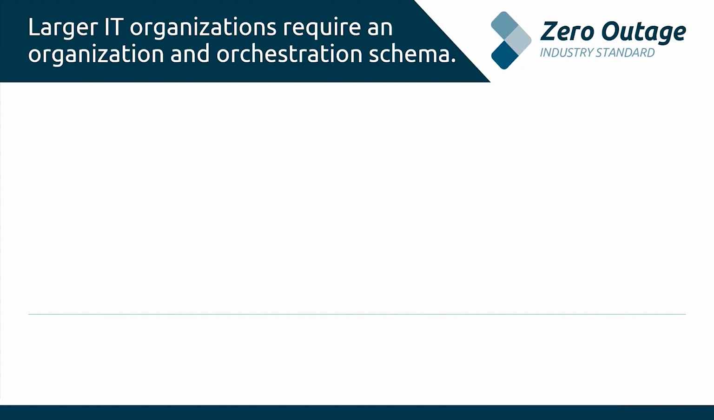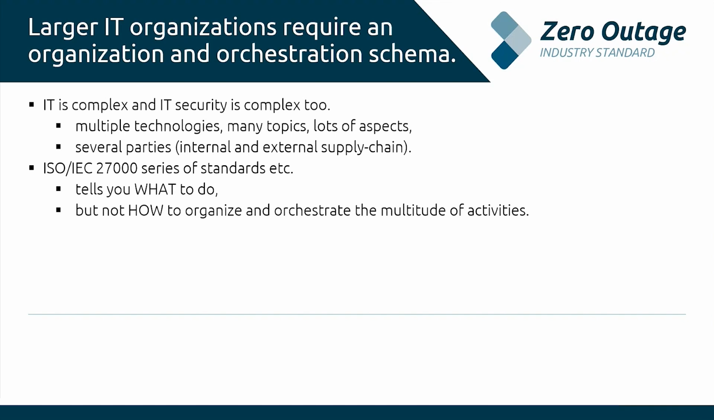But why? First of all, obviously today's IT is very complex, and securing this IT is complex too. There are multiple technologies, many topics, and lots of aspects. Several parties are involved along the supply chain, like suppliers, but also user organizations, customers of the IT organization. So you need to think how to organize this and make sure that every party knows what it is expected to produce, what it is responsible for, and what technology, topic, and aspect relate to its activities.